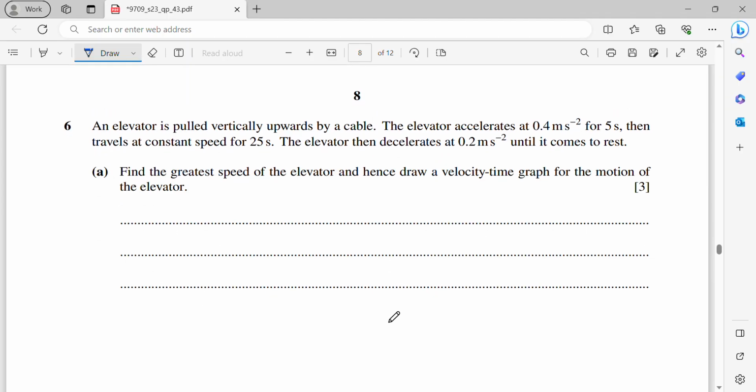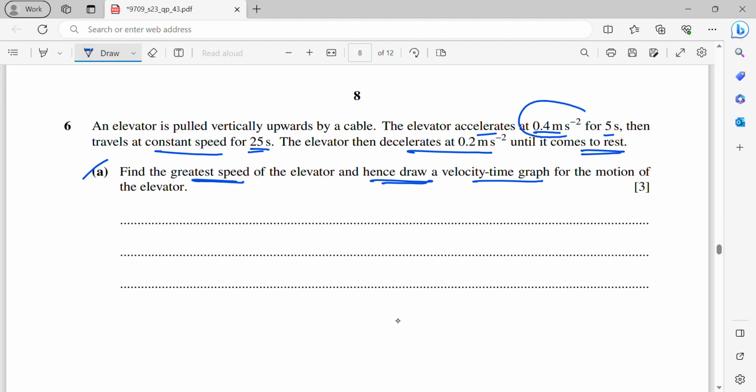Okay, now question number 6. An elevator is pulled vertically upwards by a cable. Then the elevator accelerates at 0.4 meter per second squared for 5 seconds, then travels at constant speed for 25 seconds, then decelerates at 0.2 meter per second squared until it comes to rest. So when it comes to rest means that the velocity will be 0. Now A, find the greatest speed of the elevator and hence draw the velocity time graph for the motion of the elevator.